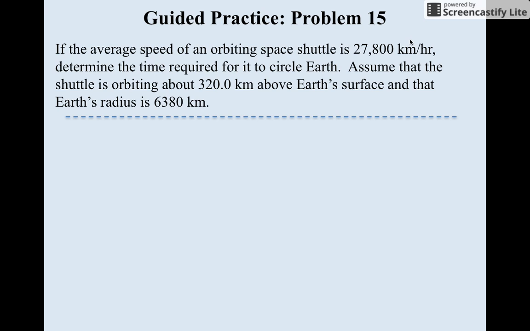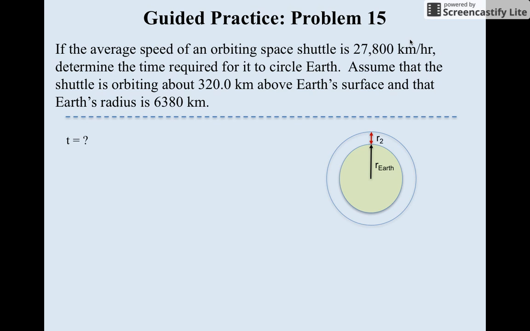So it is asking for time. It says determine the time required for this shuttle to orbit the Earth. So time. You list out the things that were given. Here, it would be helpful to diagram what's happening. So you have the Earth. You have a space shuttle that's orbiting the Earth, moving in this circular path around the Earth.